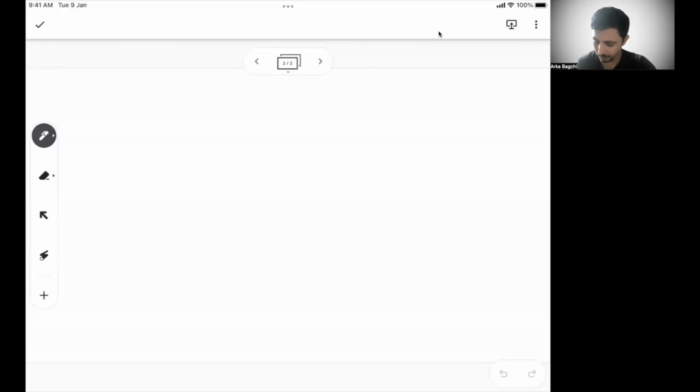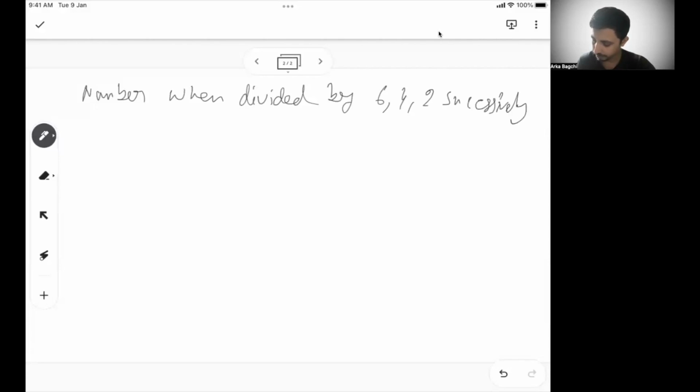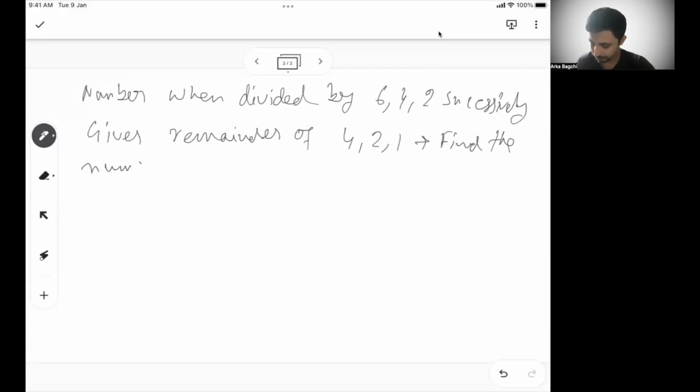Before a generic example, let's say there is a number which, when divided by 6, 4, and 2 successively, gives remainders of 4, 2, 1. Find the number, or the minimum number. There may be more than one number which will satisfy this criteria. Let's see, we have to find out the minimum number.